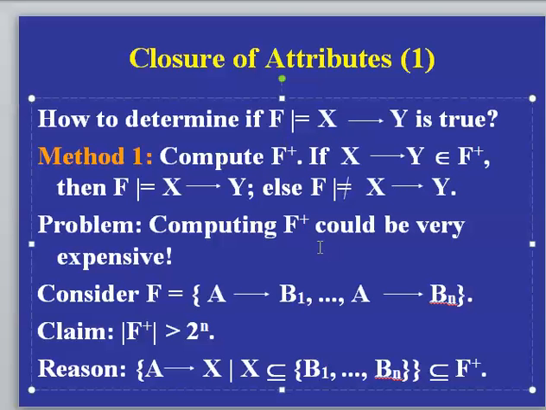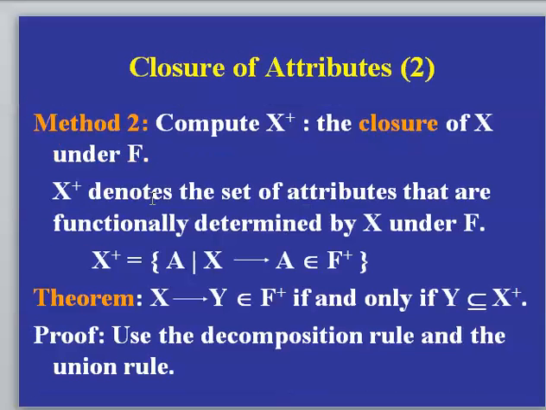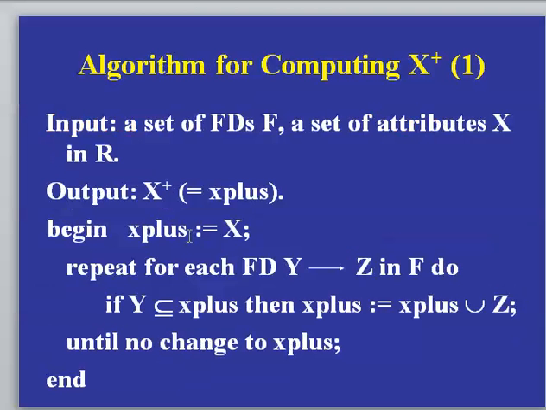But we have the problem that computing the F plus is very expensive. So that means exponential in the time of computation. So there is another method that says that we do the closure of the attributes under F. And for that, we're going to have the following algorithm that I will illustrate with an example.